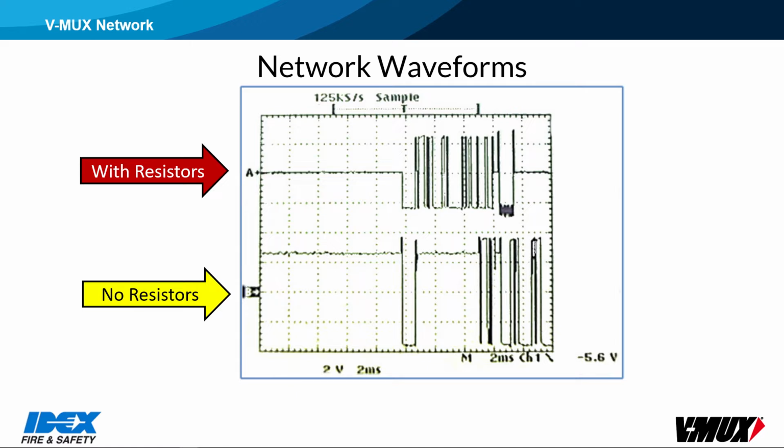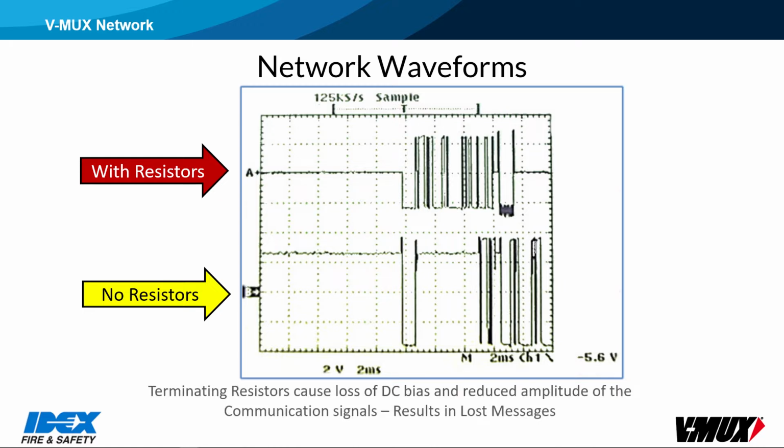During the off time, there's about a 2.6 volt bias. The communication chips need this bias for reliable operation. It is possible to read this bias with a DC voltmeter, but it can vary, depending on the number of nodes. Terminating resistors on the network can cause a loss of messages.